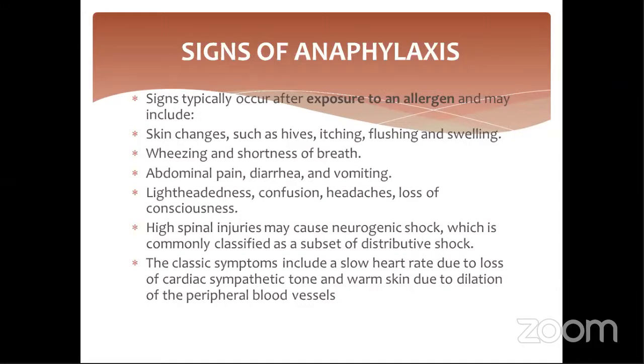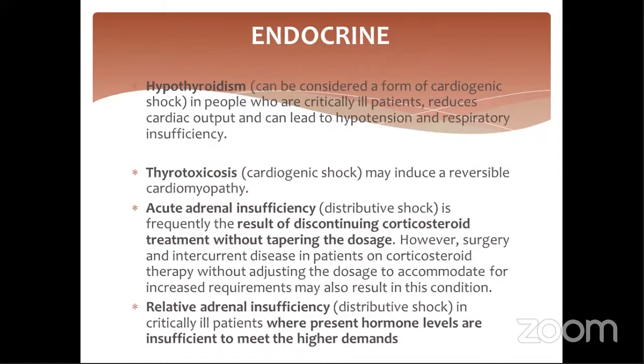High spinal injuries may cause neurogenic shock, which is commonly classified as a subset of distributive shock. These signs typically occur after exposure to an allergen, and include all that I have said. Endocrine shock is not a separate thing, but many things come under endocrine dysfunction.